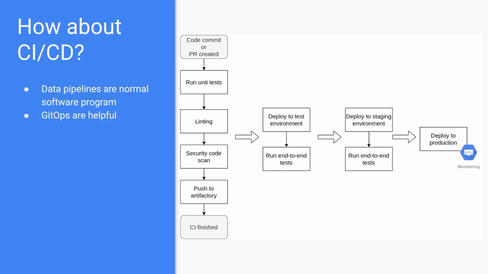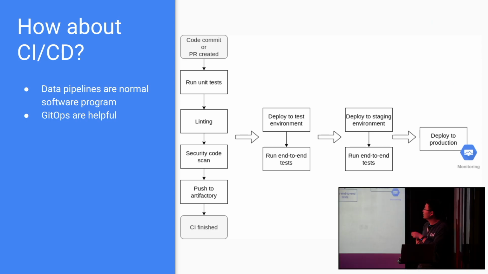For the CI part, what I normally do is have a trigger either on code commit or PR creation. After this event, a series of tasks will run in my CI system. In this case, I could use GitHub Actions, CircleCI, Buildkite, whatever tools you are using. You're pretty much running unit tests and some linting.